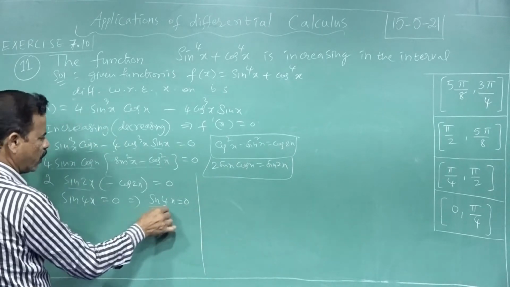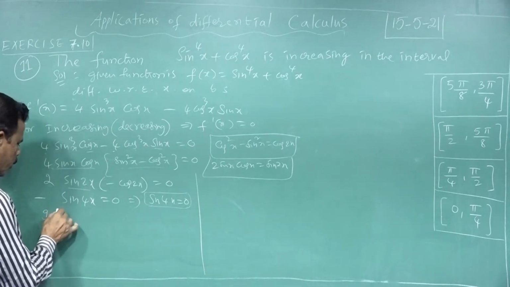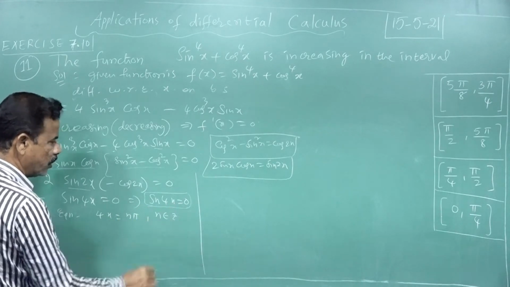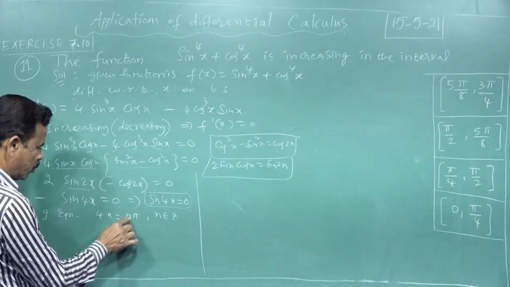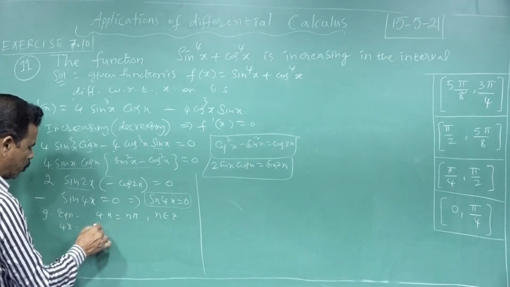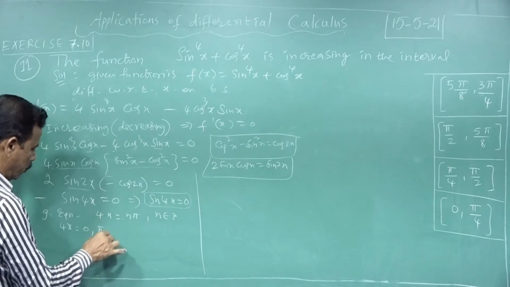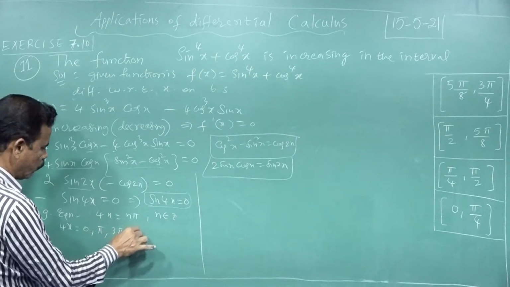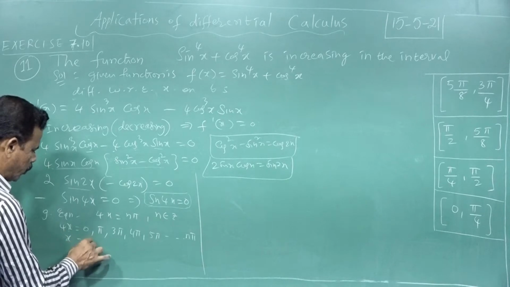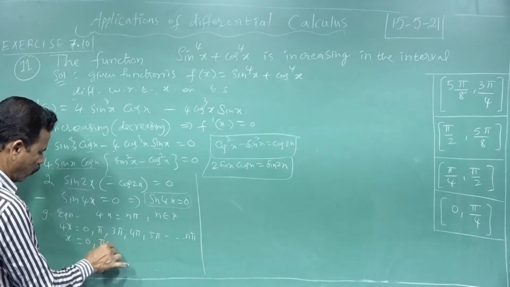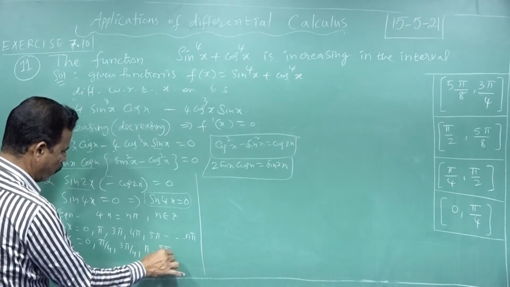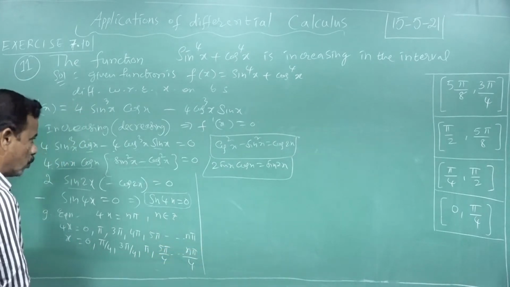Now sin 4x equals 0 means, by the general equation, 4x equals nπ, where n belongs to the integers: 0, 1, 2, 3, 4, 5 and so on. So 4x equals 0, then π, 2π, 3π, 4π, and so on. So x equals 0, π/4, 2π/4, 3π/4, 4π/4 which is π/4 times n, and so on. So here we have many intervals.